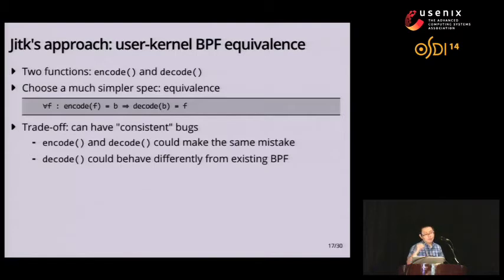So our approach is to first write two implementations, decode and encode, and choose a much simpler spec. We just show equivalence of the two functions. Whenever you encode a filter into some bytes, and then you decode it, the result is the original filter, and we believe this gives some assurance of the correctness of decode. Of course, the trade-off here is we could have consistent bugs. If encode and decode make the same kind of mistakes, then this theorem wouldn't be able to catch it. That means decode could behave differently from the existing BPF in the kernel.